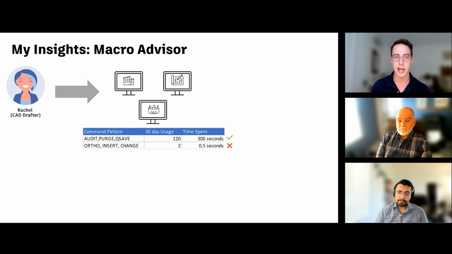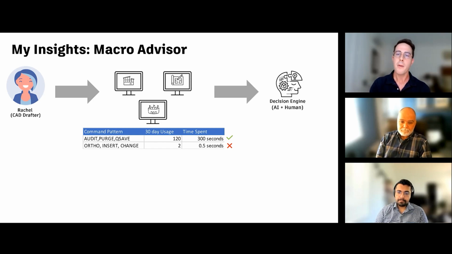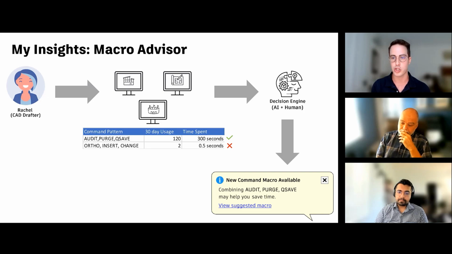In this case, it's looking like audit, purge, and QSave is a good candidate to turn into a macro for Rachel. But then this information goes to, as Ashish mentioned, both an AI algorithm as well as gets reviewed by a subject matter expert who's an expert in AutoCAD and is able to say, yes, this sequence is a valid and good sequence to surface to Rachel to save her time. At which point, the next time she executes that trigger, she'll be recommended to turn the sequence of commands into a macro.